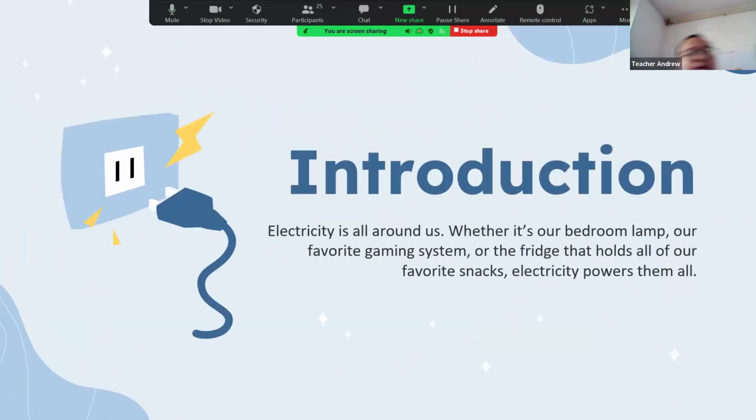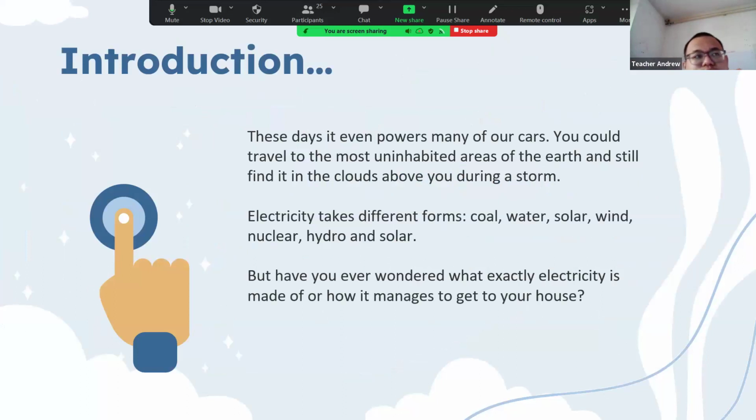So we know that this electricity is all around us, okay? Whether it's our bedroom lamp, our favorite gaming PS5, PS4, or the fridge that holds our favorite snack, everything needs electricity. Nowadays, our life cannot go without it. Today, electricity also powers our cars, and you know that electricity comes in different forms like coal, water, solar, wind, nuclear, and hydro. So all these are types of electricity that we are using every day.